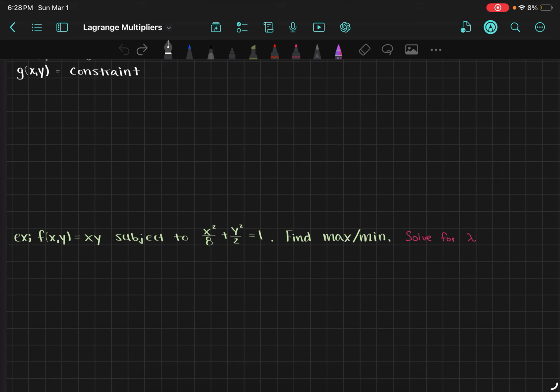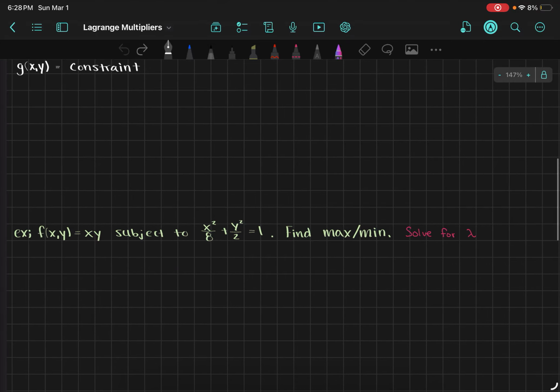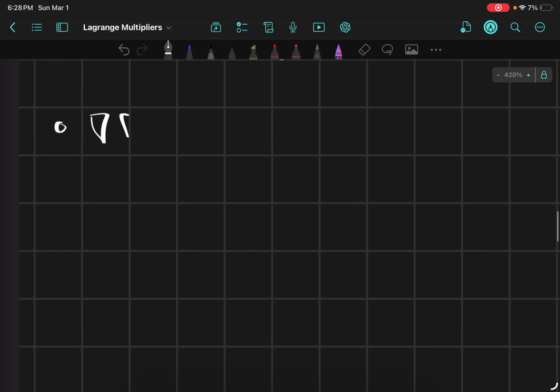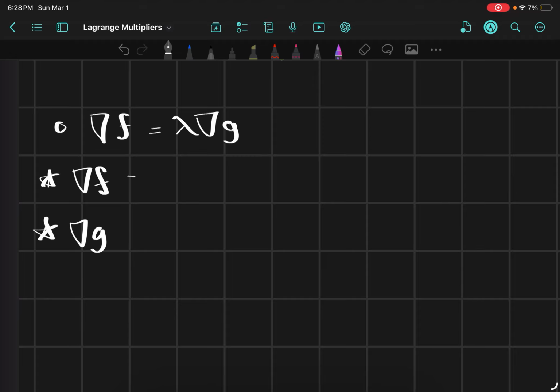We're given f of x y equals x times y, subject to x squared over 8 plus y squared over 2 equals 1. Find the maximum and/or minimum. This is going to be a problem where we solve for lambda. I'll get more into that right now. Let's use our handy-dandy formula: del f equals lambda del g. We're going to take the gradient of f and the gradient of g. Well, what's the gradient of f?